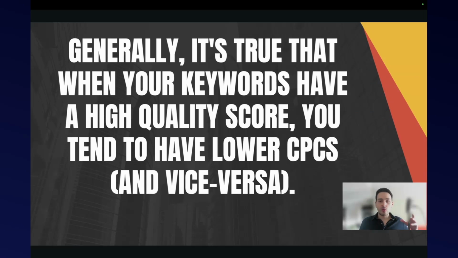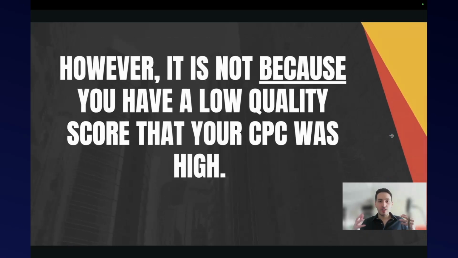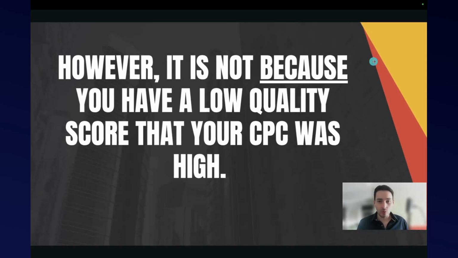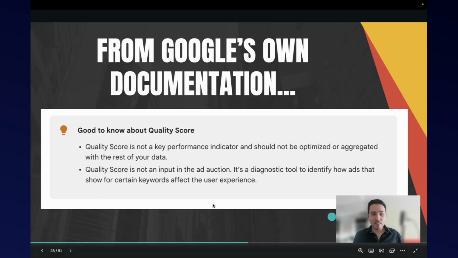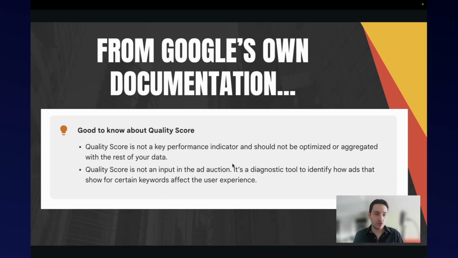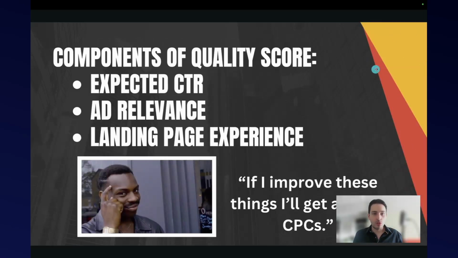Generally, it's true that when your keywords have a high quality score, you tend to have lower CPCs and vice versa. Yes, it's true, but it's not because you have a low quality score that your CPC was high. This is from Google's own documentation, right? Basically saying the quality score is not a key performance indicator and should not be optimized or aggregated with the rest of your data. Quality score is not an input in the ad auction. It's a diagnostic tool to help identify how ads that show for certain keywords affect the user experience. But it's just a number that Google's giving you to say how your ads compare to ads of other advertisers and user experience and so on.